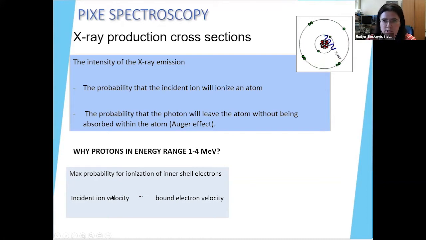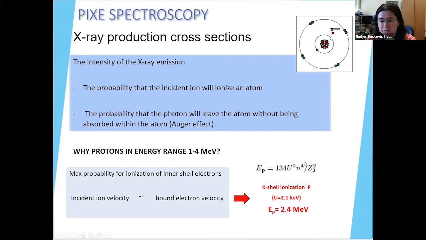the incident ion velocity. So if this ion, our proton, has a velocity that is similar to the velocity of the bound electron, then you have the highest probability of ionization, that the electron will be kicked out of the atom. So basically, if we want to ionize phosphorus, we need to have the energy of protons of maximum ionization. So the maximal probability for ionization will be for proton energies of 2.4 MeV.